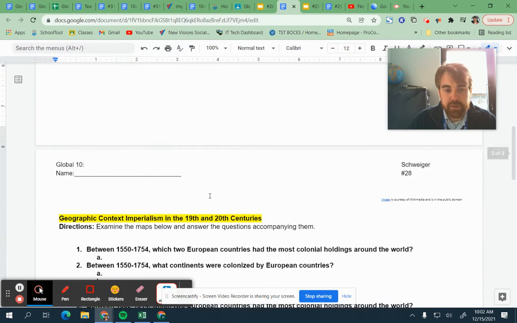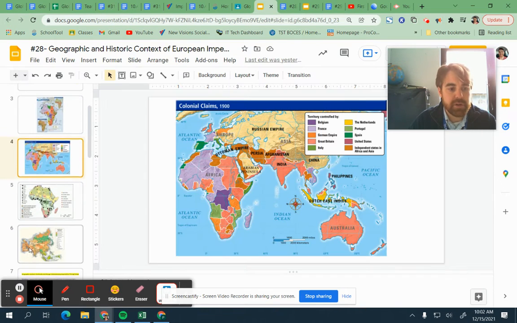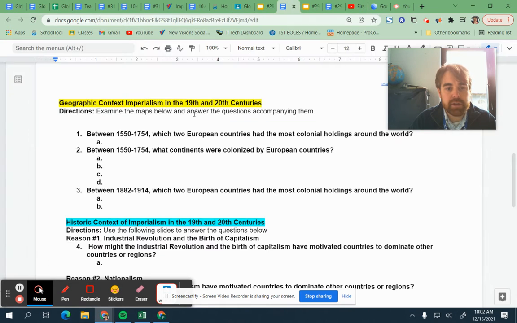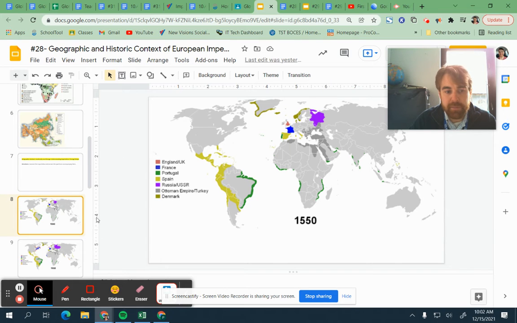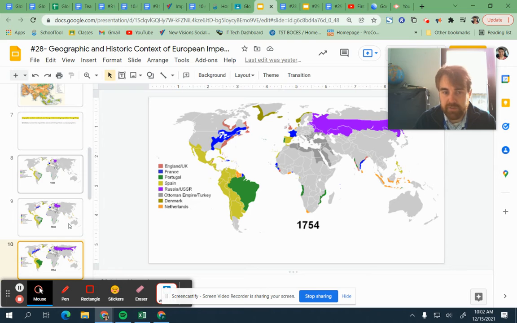So you've got some fill in the blank notes. And then for geographic context, you're going to look at the yellow section of the slides. You go down here and it asks you a couple of questions. Between 1550 and 1754, what two European countries have the most colonial holdings? So you look at these maps: 1550, 1660, 1754.